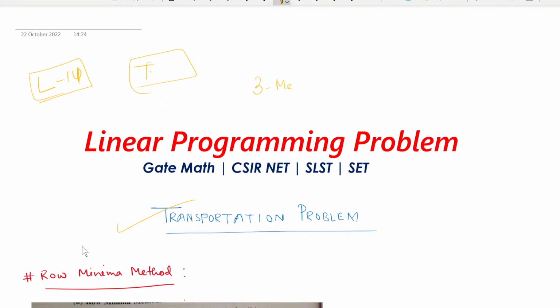First one is row minima method, second one is column minima method, and third one is matrix minima method.